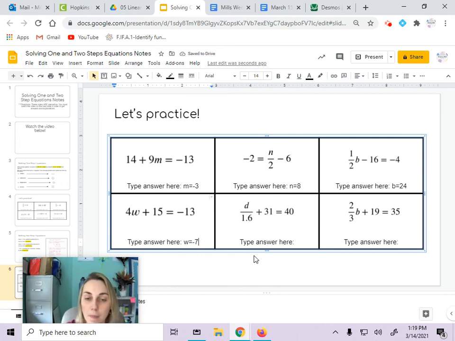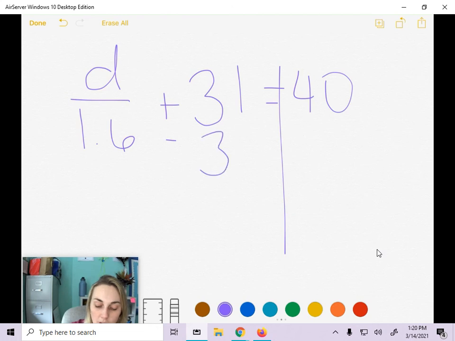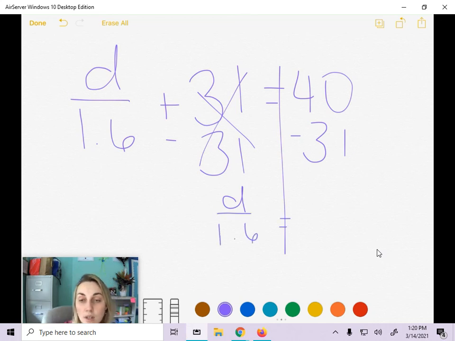All right, 2 more. So we have d over 1 6/10. That is added by 31, and that is equal to 40. Alrighty, so again, we want to get rid of our constant first. So I'm going to subtract 31 on both sides. These cancel out. I'm going to bring down this d over 1 6/10. 40 minus 31 is going to give us 9.